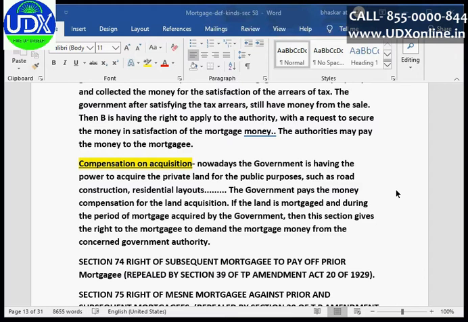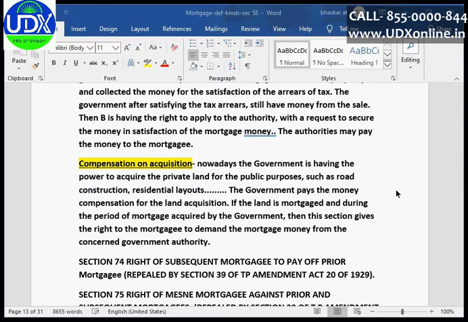Consider for 20 lakhs of rupees. Mr. B started utilizing the property lawfully, peacefully, openly, but the government gave a notice to the owner for the acquisition of the land for the construction of roads and residential layouts.